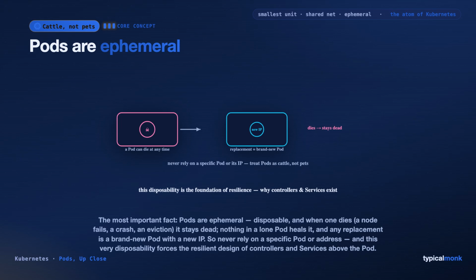So the takeaway: pods are ephemeral and disposable, and when one dies, it stays dead, with any replacement being a brand new pod with a new IP, so you never depend on a single pod or its address. This very disposability is what forces the resilient design of controllers and services above the pod.